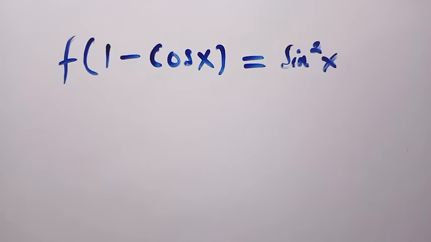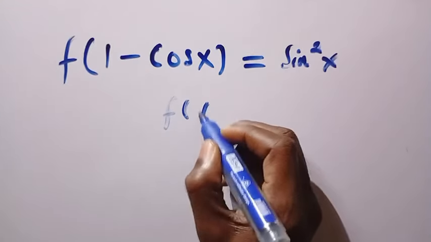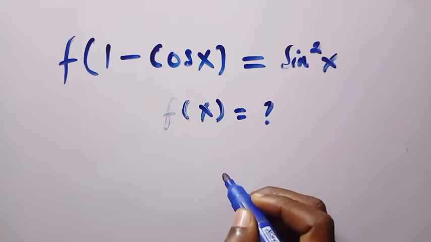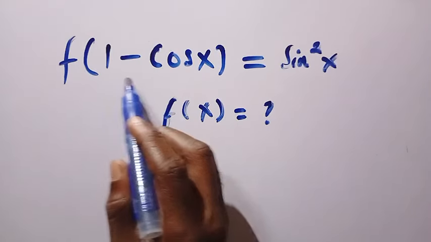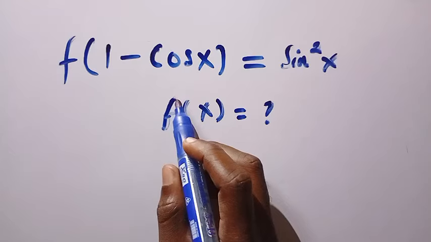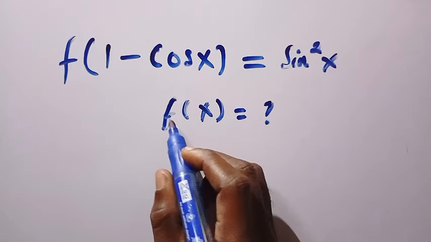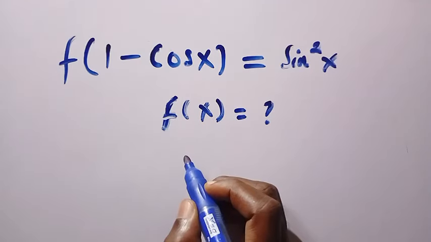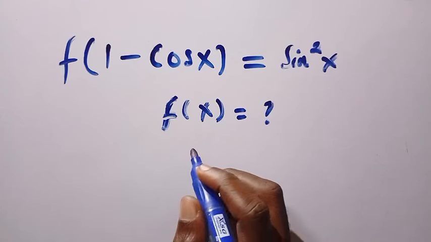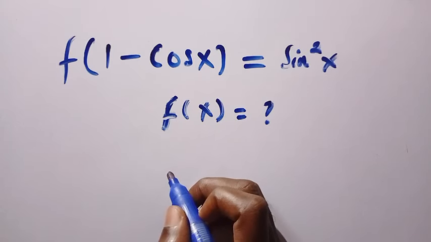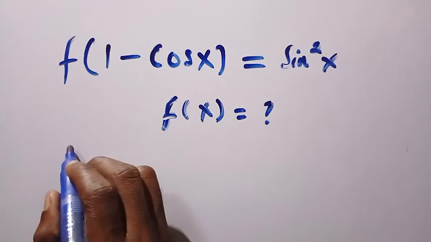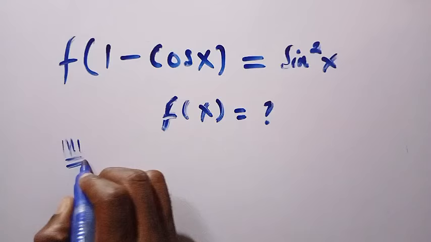How to solve these nice functional equations: given that f of 1 minus cos x equals sine squared x, we want to find f of x. We have this domain, which is 1 minus cos x, a trigonometric expression, and we are just interested in finding f of x. To do this, we are going to solve it in two different ways. Let's consider this as method 1.